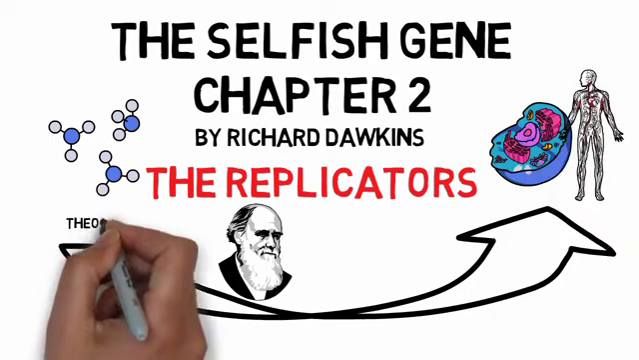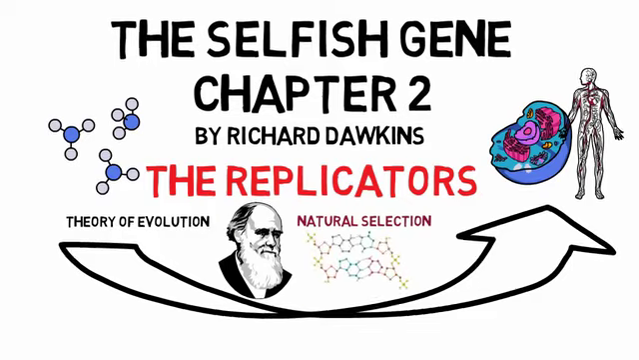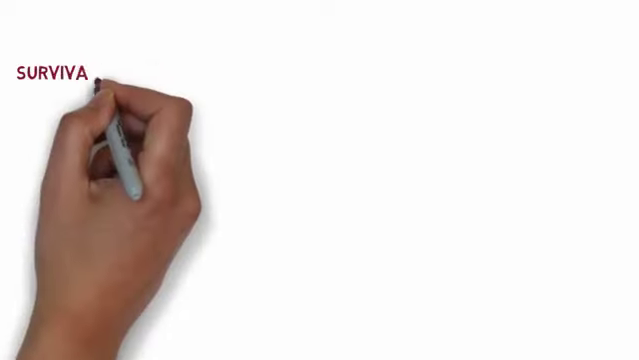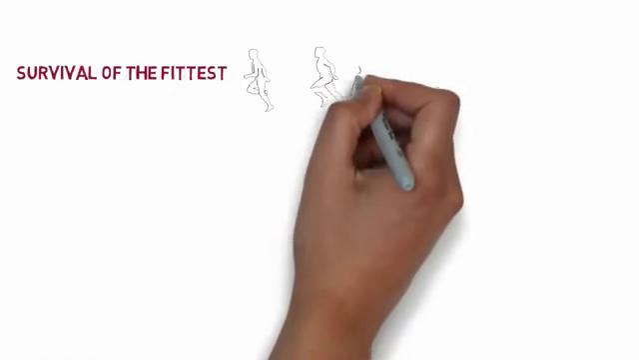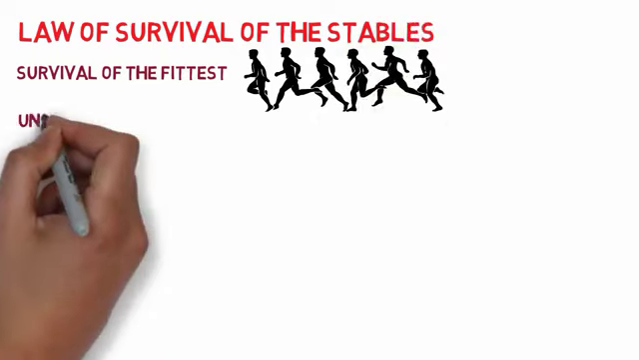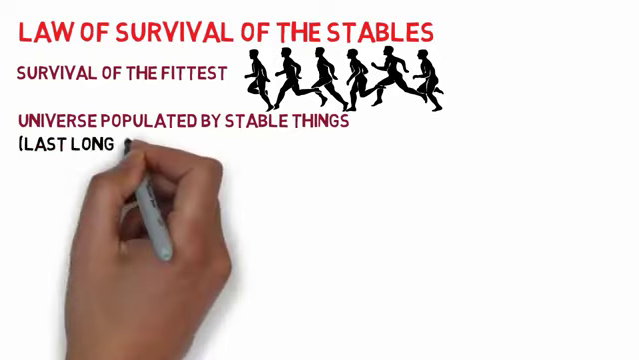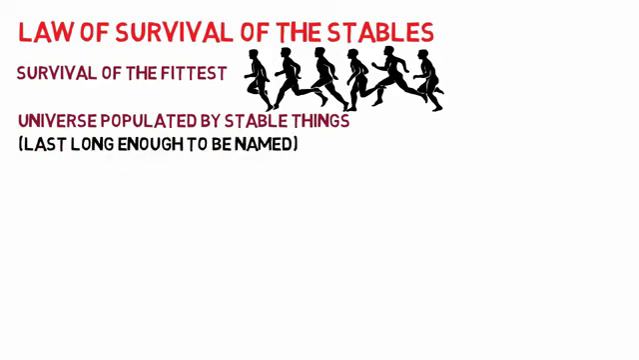Dawkins states that Darwin's theory is the only feasible scientific explanation currently available, and may explain how the process of evolution through natural selection contributed to the creation of a special molecule called the replicator. Darwin's survival of the fittest is the special case of what can be called the law of survival of the stables. The universe is populated by stable things. Stable things are collections of atoms that last long enough to be worth naming.